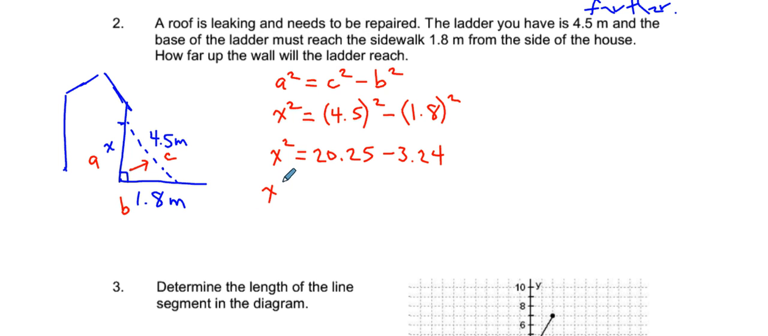The next step I need to do is to subtract those two measurements. So 20.25, take away 3.24. That gives me 17.01.